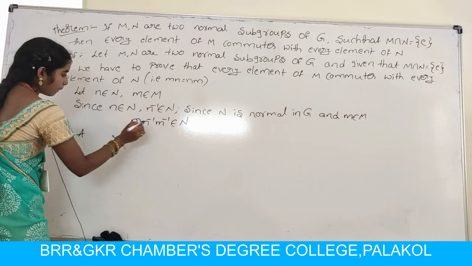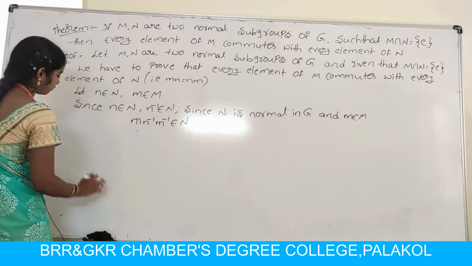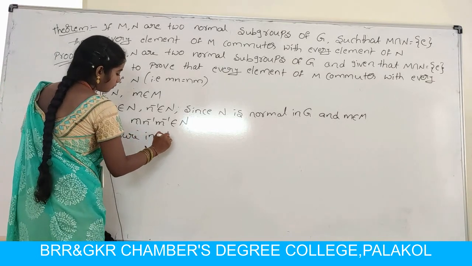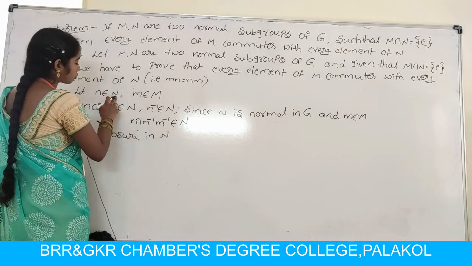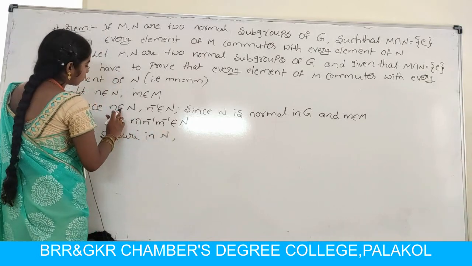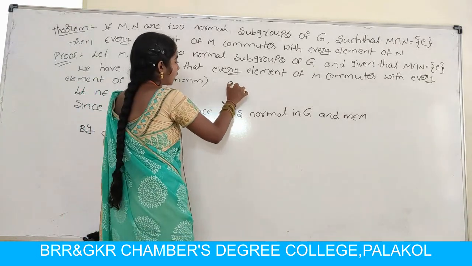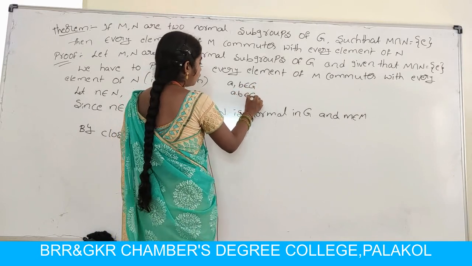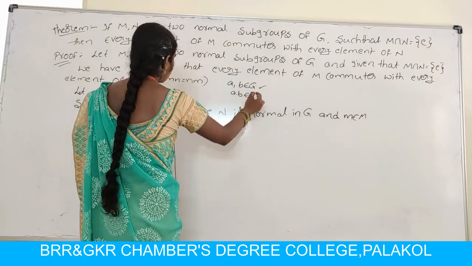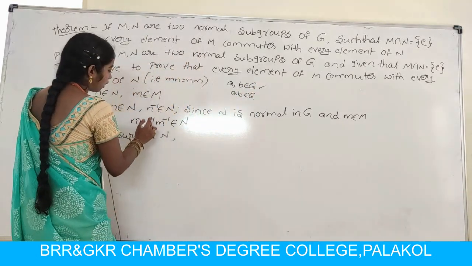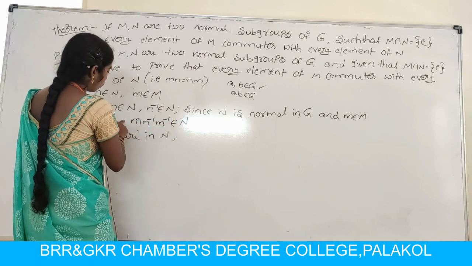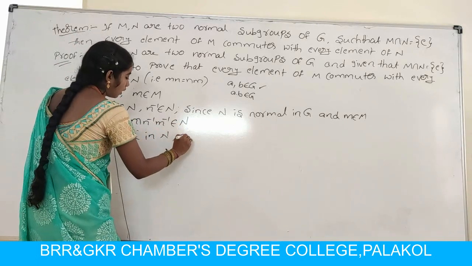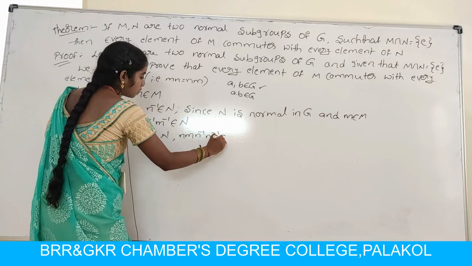So by closure law, already you know that by closure law property, a, b belongs to Z, so with respect to multiplication, a dot b belongs to Z. So by using this property, n belongs to N, n inverse belongs to N, so by closure law, n inverse belongs to N.